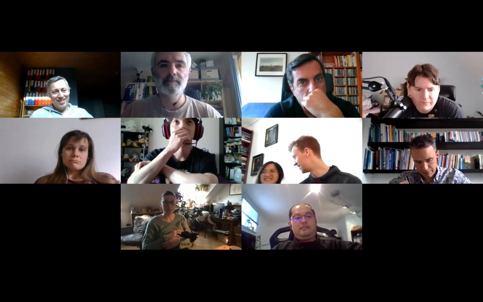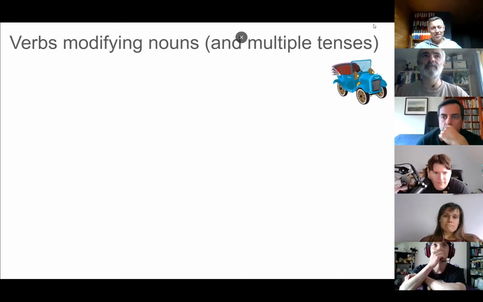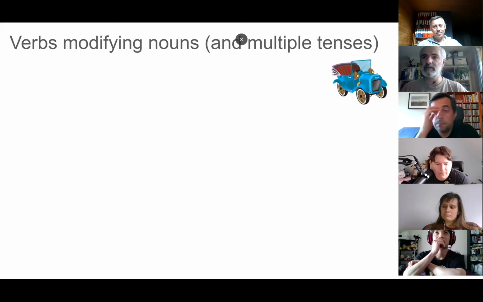Right. So today we are looking at verbs that modify nouns and also the idea of multiple tenses, which we'll explain and explore as we go through this.